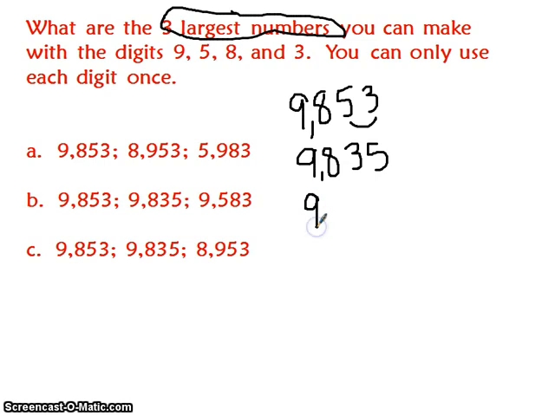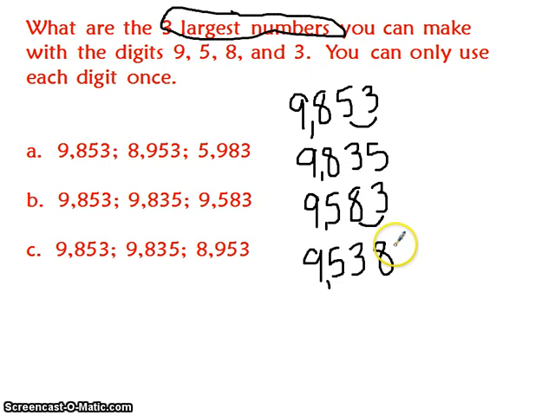So now you're going to change your hundreds place to the next largest number. Keep your thousands. My next largest number is a 5. My next largest number is an 8. And then a 3. Okay, now switch your tens and your ones. Keep your 9 in the thousands place, 5 in the hundreds place, 3 in the tens place, 8 in the ones place. Now 9,538. Okay, so right here are your top three numbers.